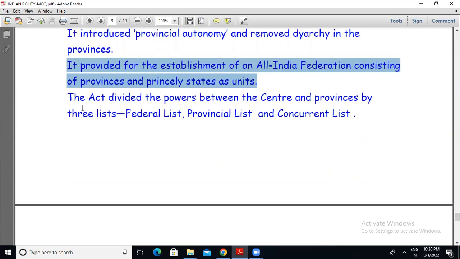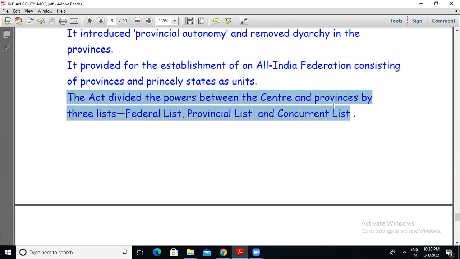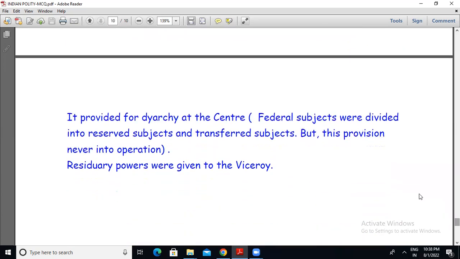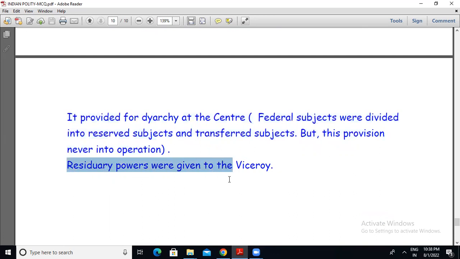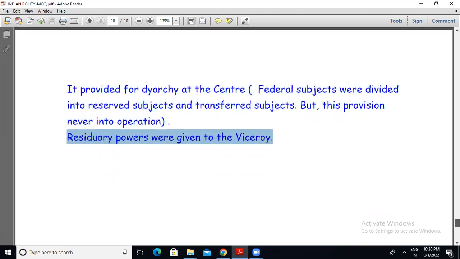Next, the act divided the powers between center and provinces by three lists: federal list, provincial list, and concurrent list. Now it provided for diarchy at the center. Federal subjects were divided into reserved subjects and transferred subjects, but this provision never came into operation. Residuary powers were given to the viceroy.